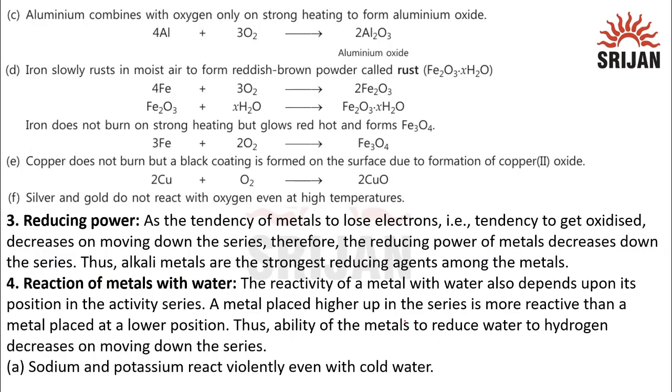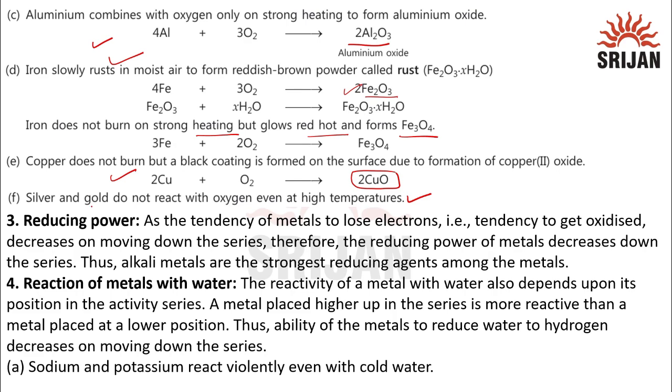Now moving ahead, here are some more examples. Aluminium when combined with oxygen forms aluminium oxide. This reaction occurs at very high temperature. Iron only rusts very slowly in the presence of moist air to form ferric oxide, or Fe2O3, that is iron oxide. Iron does not burn on strong heating but glows as red-hot iron and forms iron oxide. Copper burns into a black-colored substance, that is copper oxide. Silver and gold do not react with oxygen at any temperature, even at very high temperature.